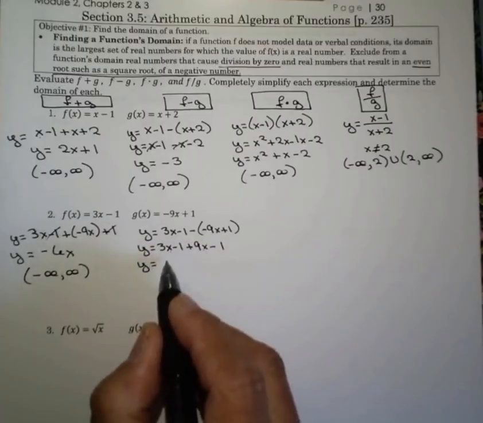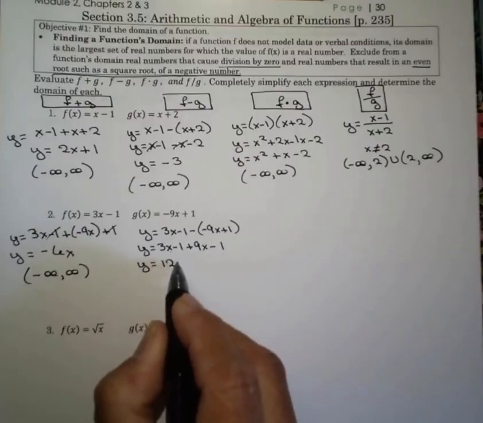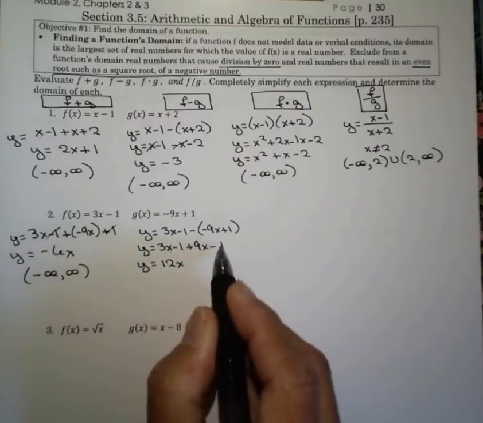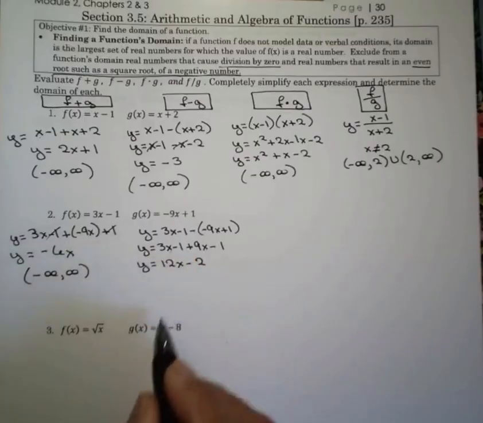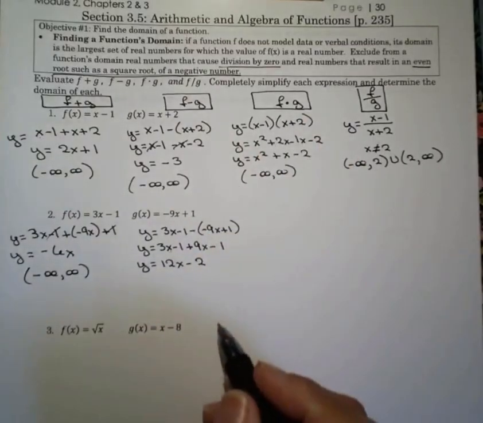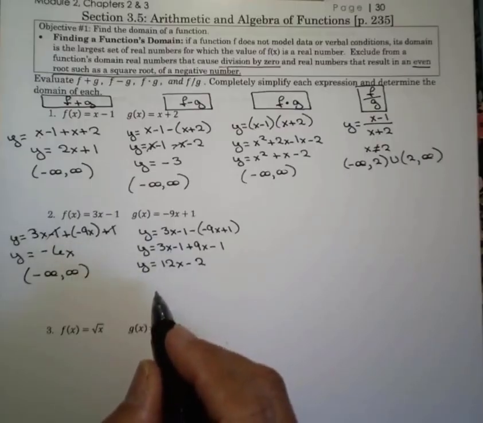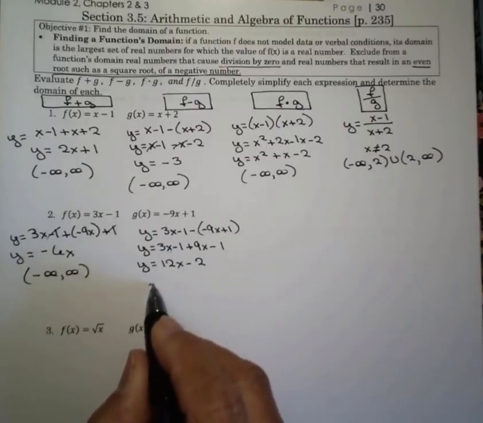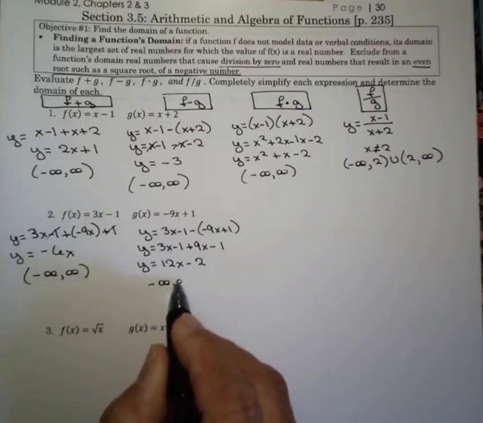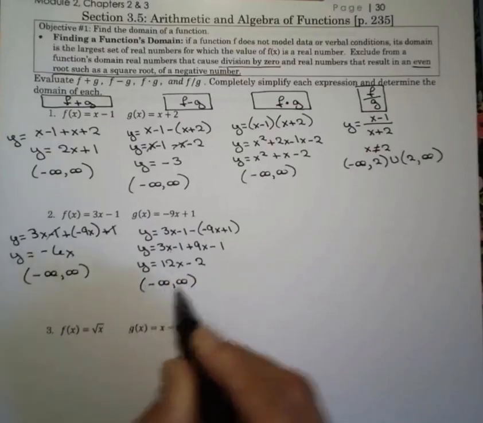3x, 9x is going to give me 12x. And I've got a -1 and another -1. That'll be minus 2. I'm looking for my two problems. Division by 0, it's not going to happen. And I can't find anything that's going to give me an even root of a negative number. So I'm going to say negative infinity to positive infinity is my domain.